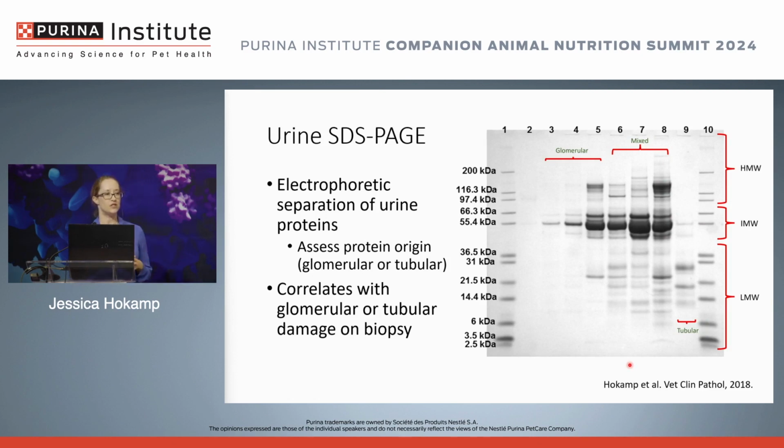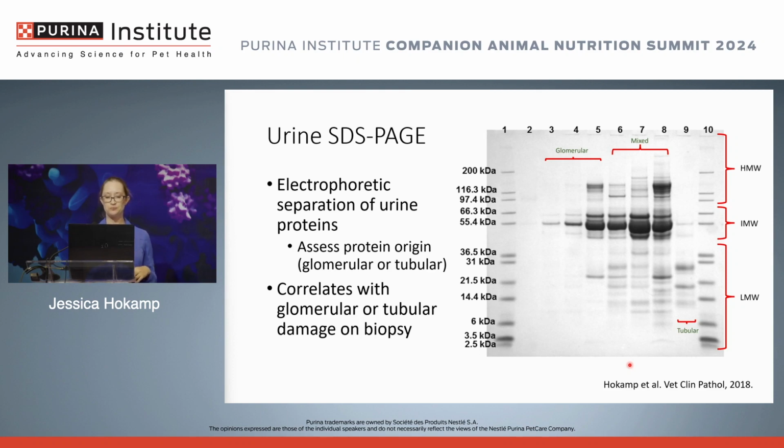So urine SDS-PAGE is one of the diagnostic tests that we do provide at the IVRPS, and this is essentially an electrophoretic separation of the proteins that are in the urine. We utilize SDS detergent, which basically makes everything the same charge, such that the migration of the proteins through the gel is determined based on their size. And so we can assess proteinuria in a patient as to its origin: predominantly glomerular, predominantly tubular, or mixed, both.